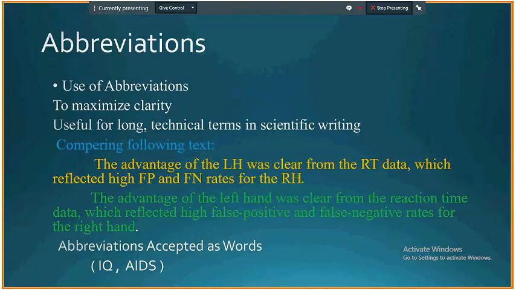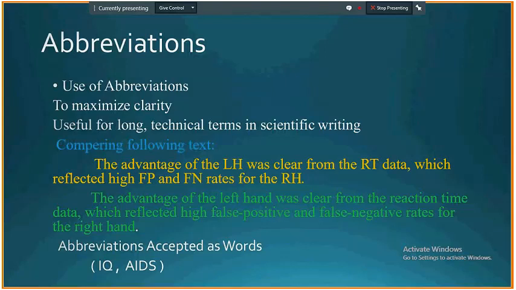Comparing the following texts. The two texts are to be compared here. Yes sir. The advantage of the LS was clear from the RT data, which reflected high FP and FN rates for the RS. So there are 1, 2, 3, 4, 5 abbreviations here. In this sentence, 5 abbreviations are used.